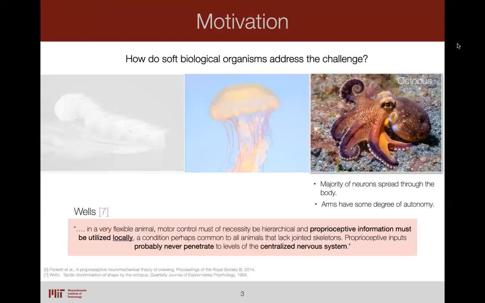So in the words of Wells, not mine, the point that I'm trying to make here is that in a very flexible animal, motor control must of necessity be hierarchical and proprioceptive information must be utilized locally, a condition perhaps common to all animals that lack jointed skeletons. So proprioceptive inputs probably never penetrate to levels of the centralized nervous system. And what I mean by proprioceptive information in this context is really sensory measurements. And this idea of locality, you'll see that it will actually play an important role in all my talk.